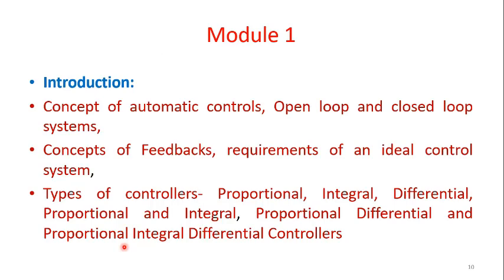So to summarize, what we have completed here is the introduction of the control system, concepts of automatic controls, open loop and closed loop systems, concepts of feedback, requirements of an ideal control system, and all the types of controllers up to PID controllers. This is what we have completed.